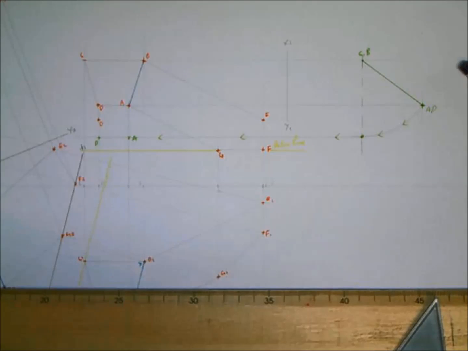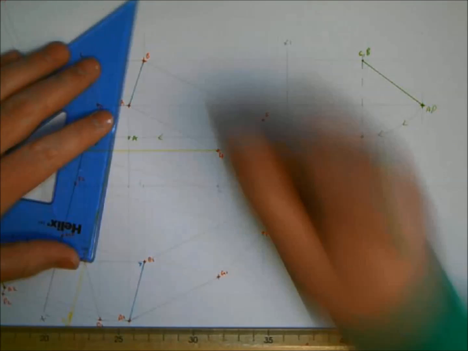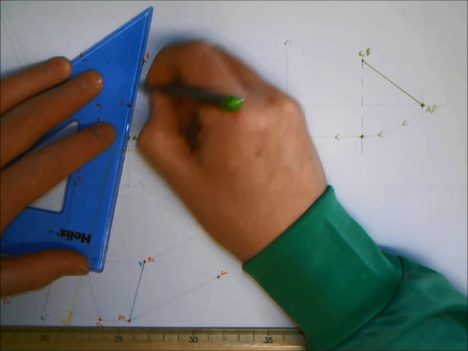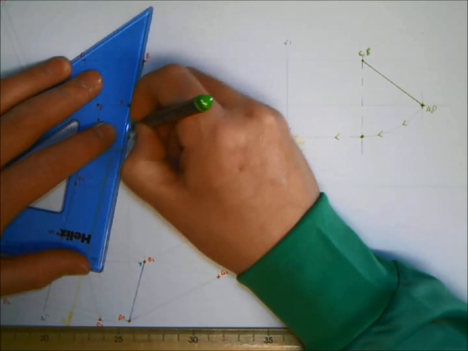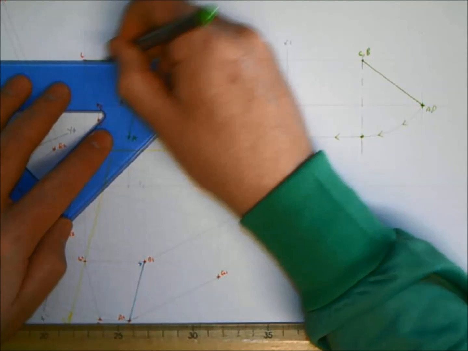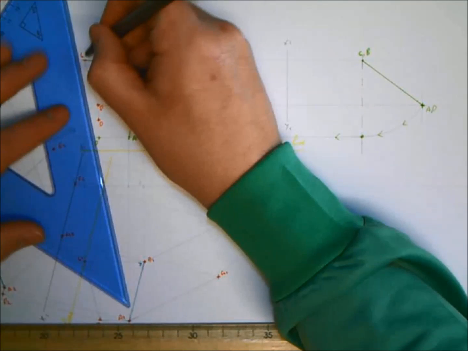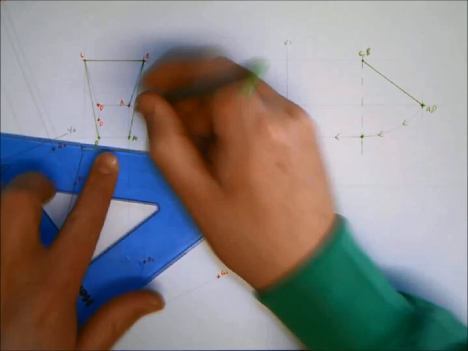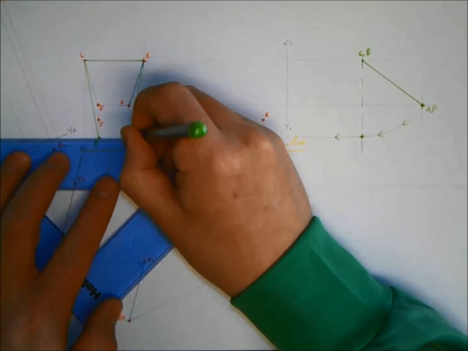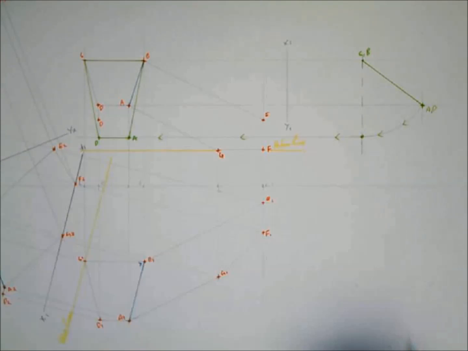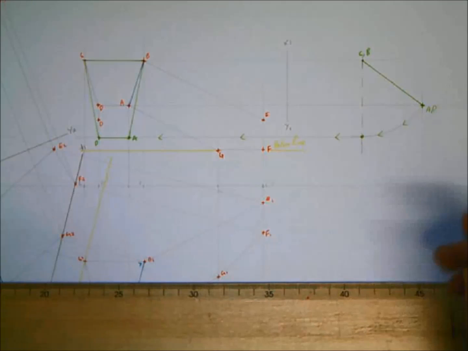So by joining them back, I'll keep this in green now so it stands out a bit better from the rest of the drawing. So join A back to B, B goes back over to CD, and CD are joined up, and D finishes off back to A. Okay. And if you want, you can label that to show that it's the true shape of surface ABCD.